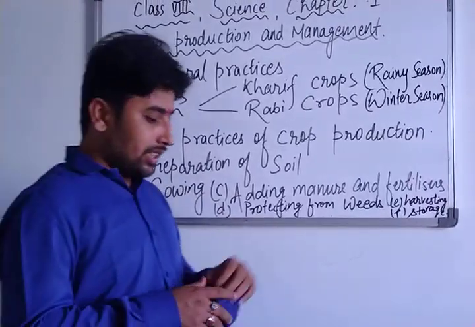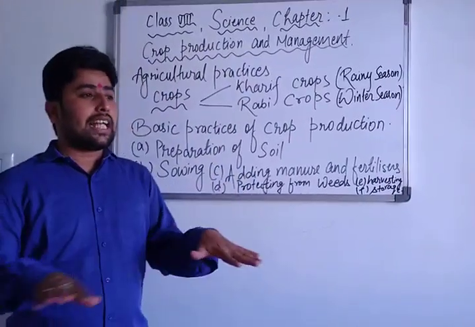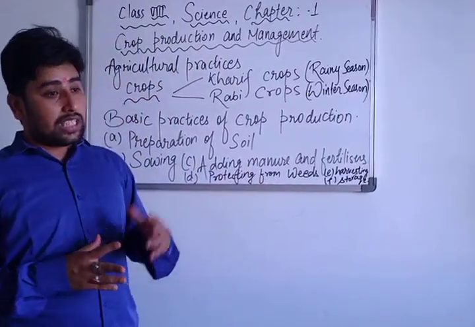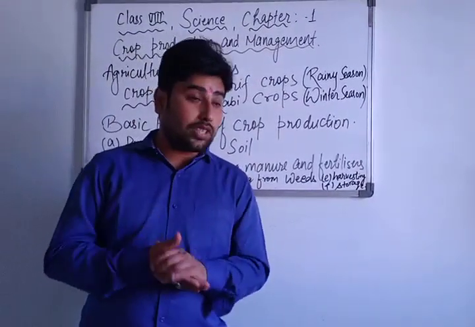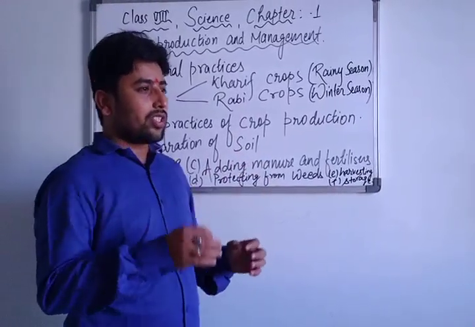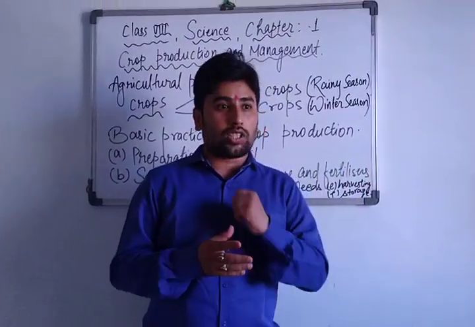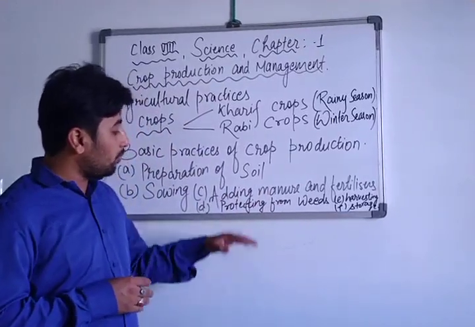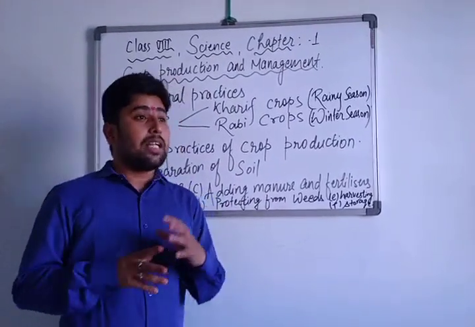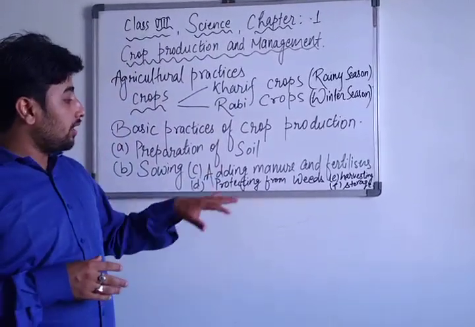Adding manure and fertilizer. Sometimes the land is very acidic or basic, so that's why we add manure and fertilizer to grow the maximum amount of crops. After that, protecting from weeds. Different types of bacteria and fungus come and attack the crops, so for protection from them we put some pesticides.